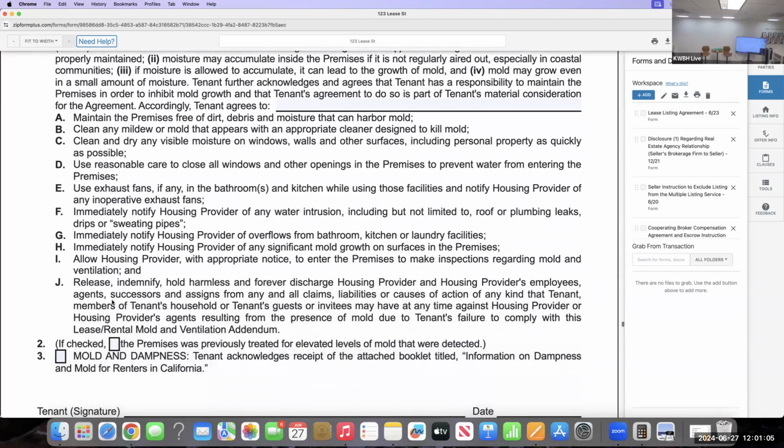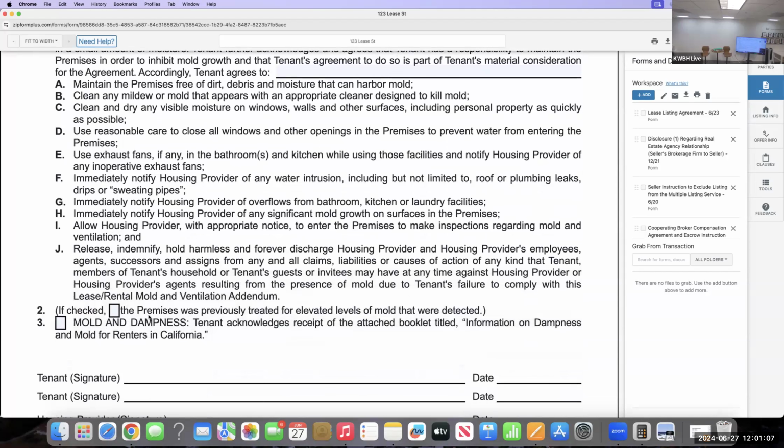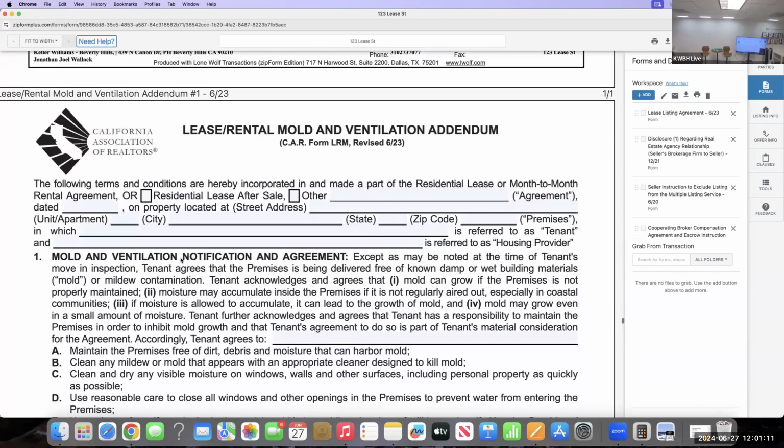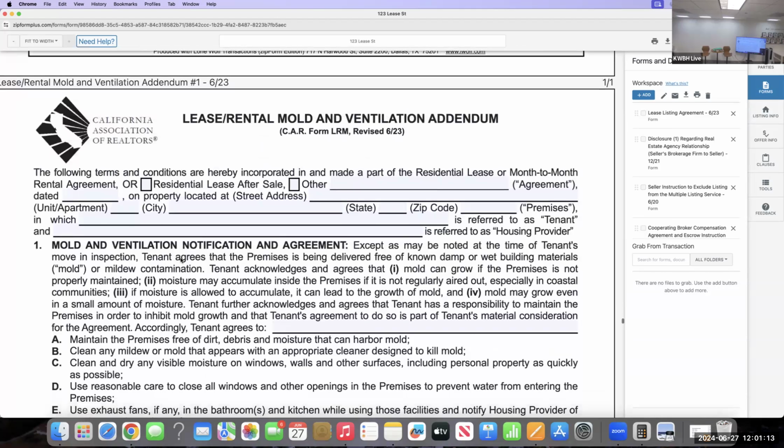Does this apply more if it's like a single family home that you're leasing? No. Why? Because I leased an apartment and they didn't have a lot of these. They didn't have this document.